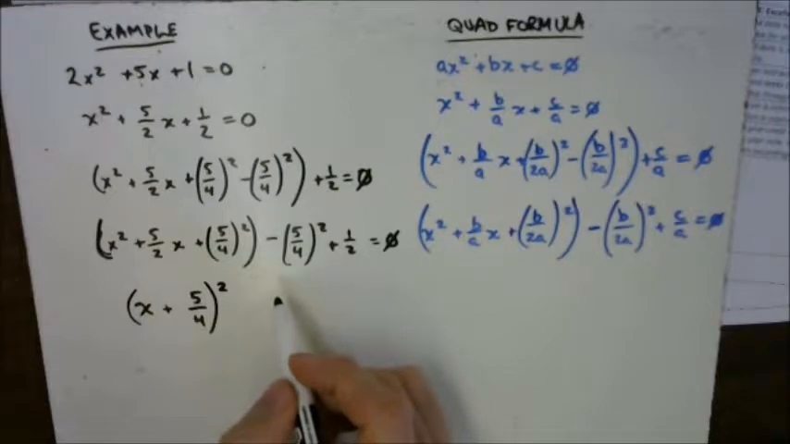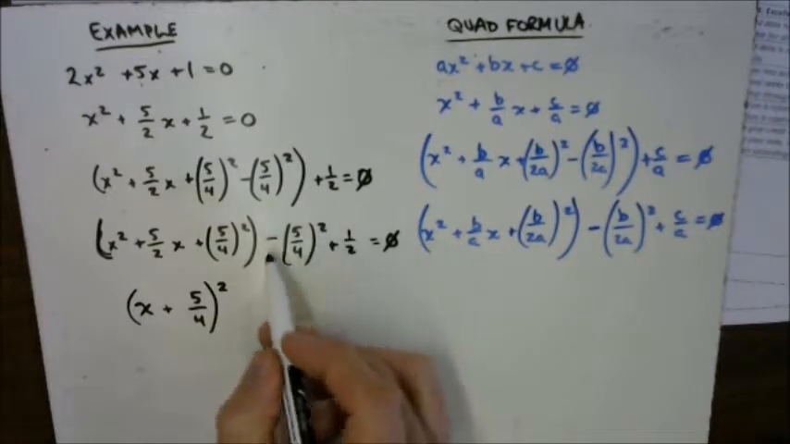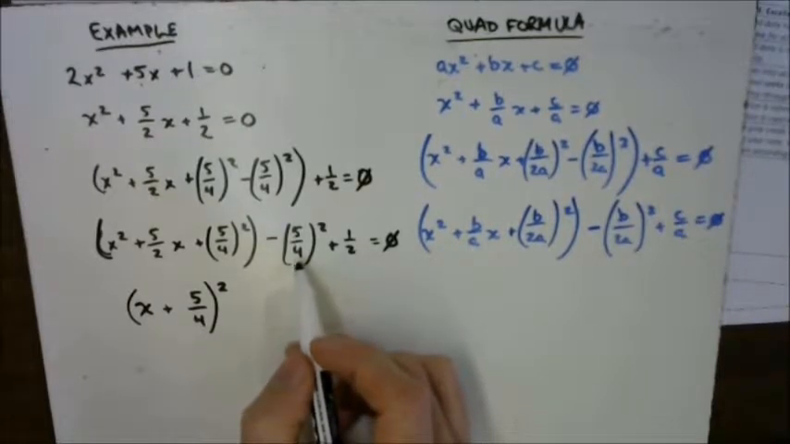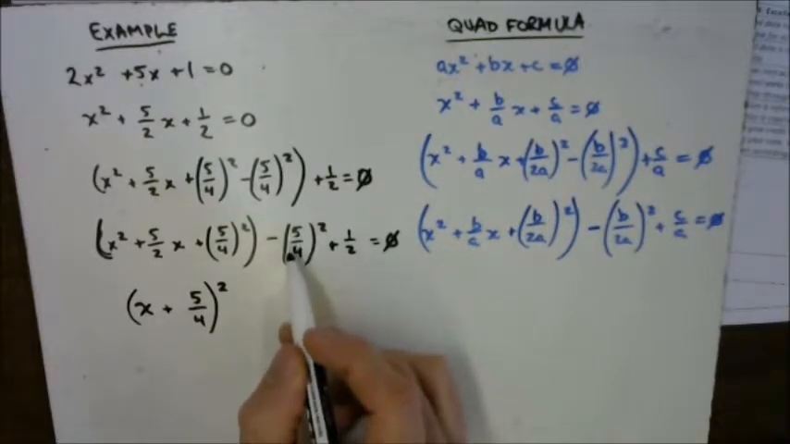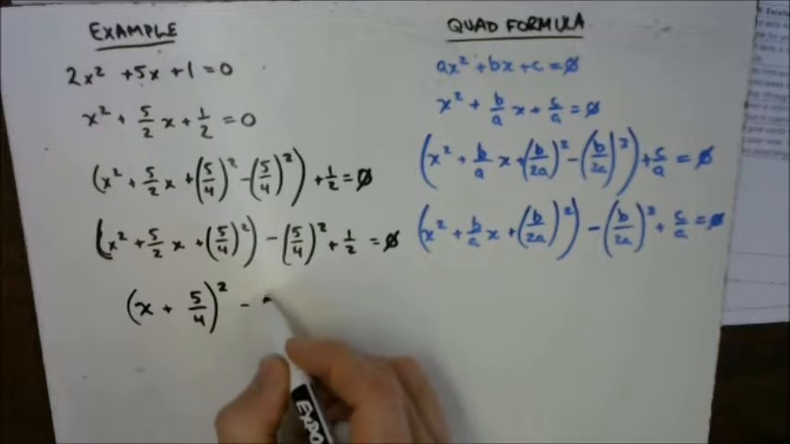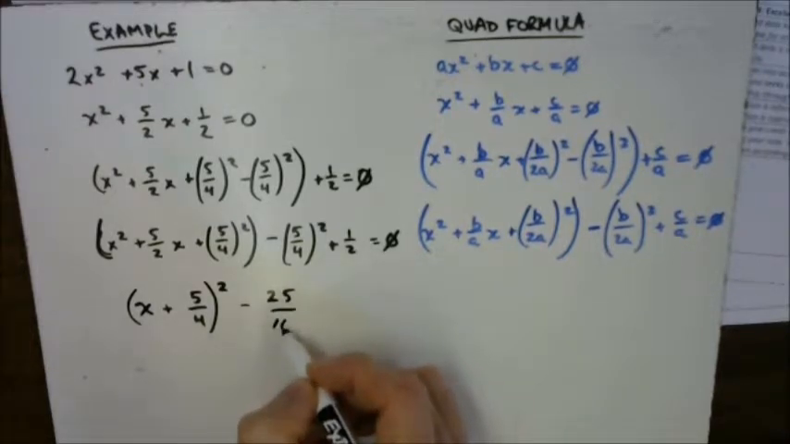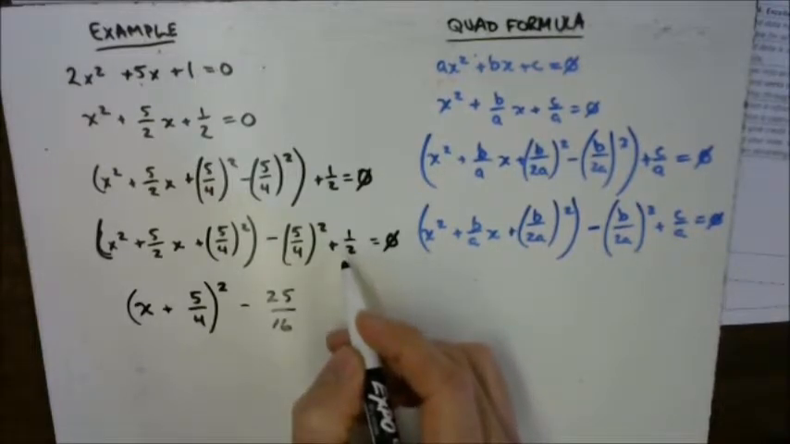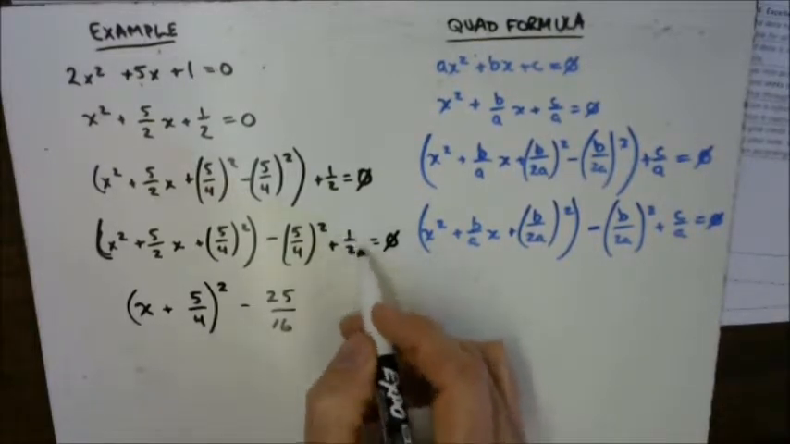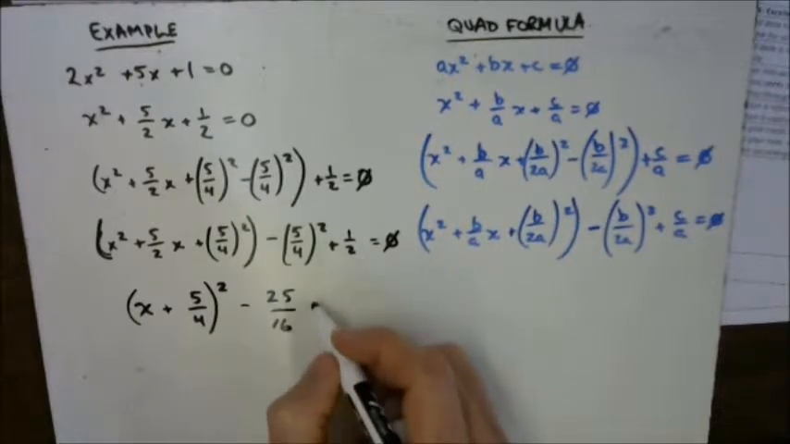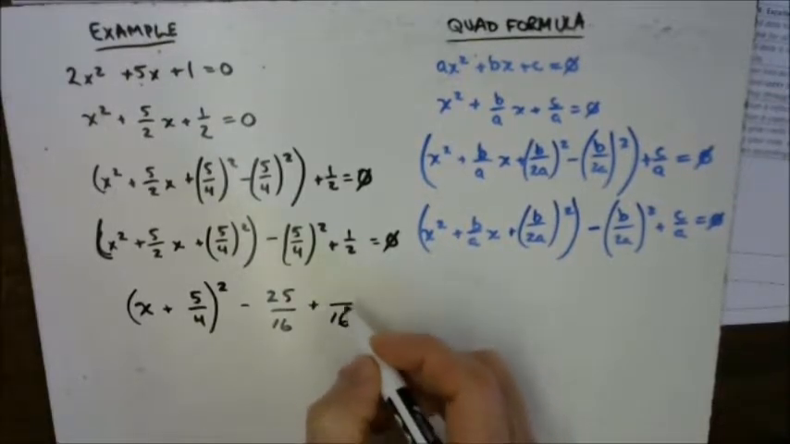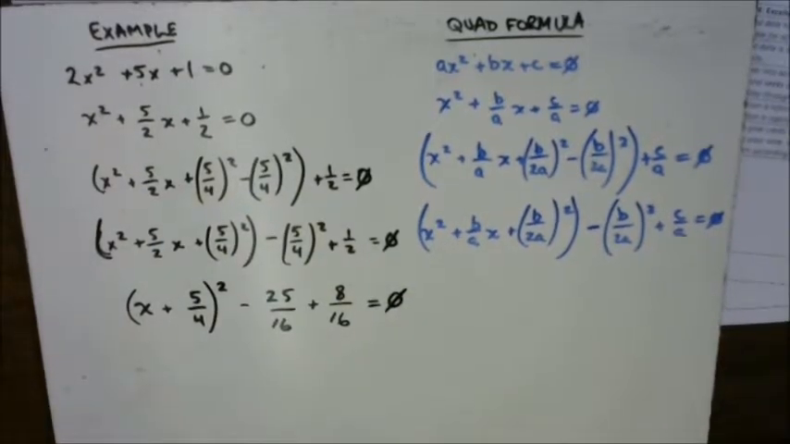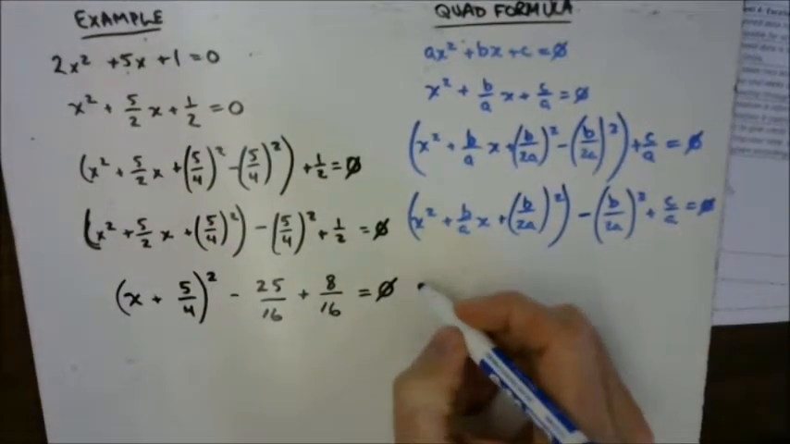And then we need to do a little bit of math on the outside of our completed square. We've got 5 over 4 squared. So that's 5 times 5 over 4 times 4, which is 25 over 16. And in order to add or subtract fractions, I need to have a common denominator. So I'm going to express half as a fraction over 16 as well. Well, half of 16 is 8. And that equals 0.